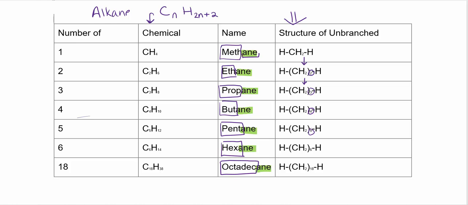So these CH2 groups are called methylene groups, methylene. And when you have a series of chemicals that only differ in the number of methylene groups they have, this series is called a homologue.